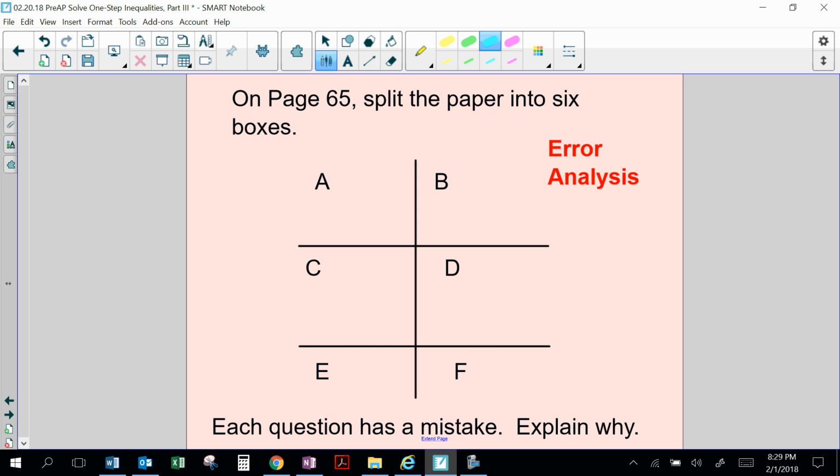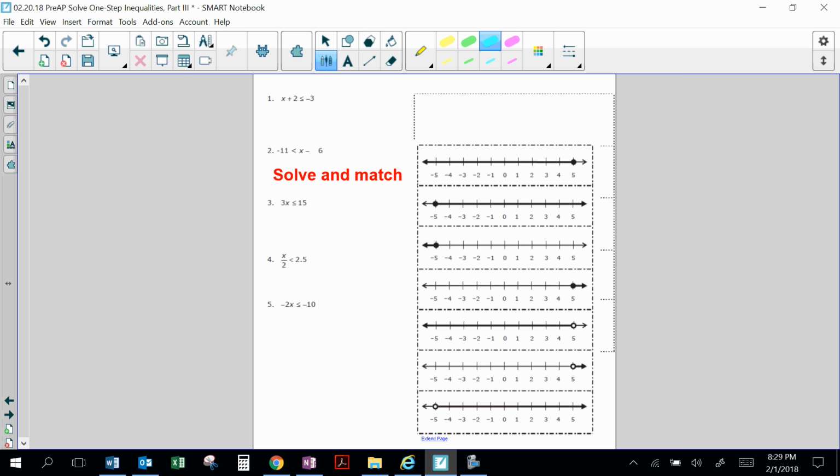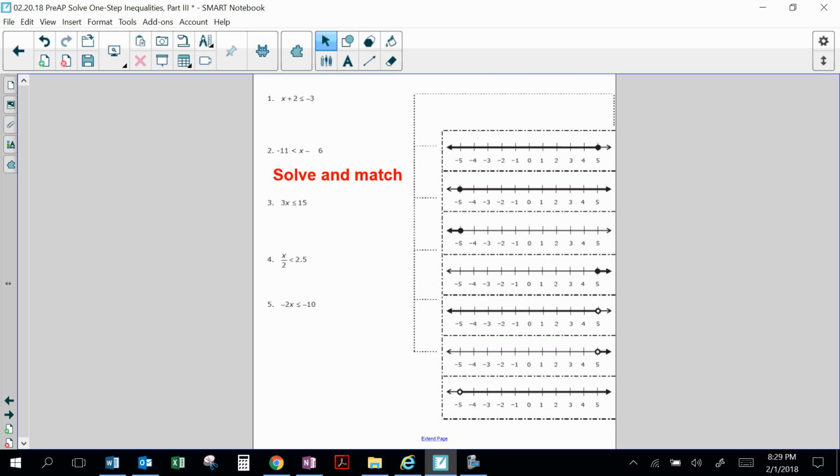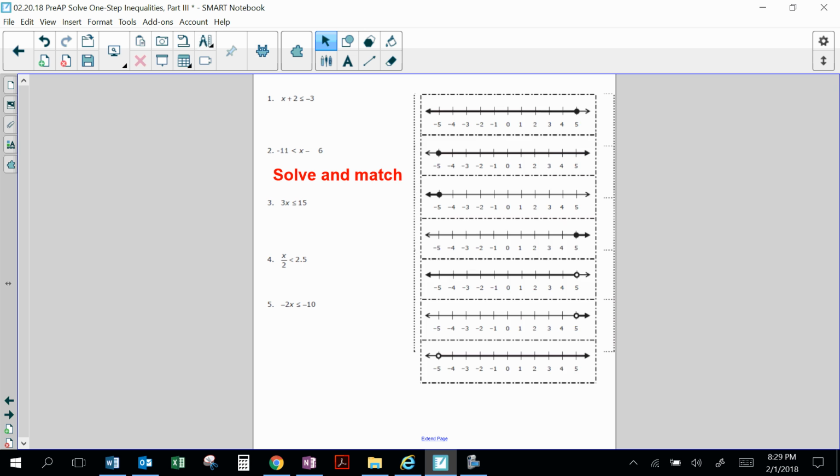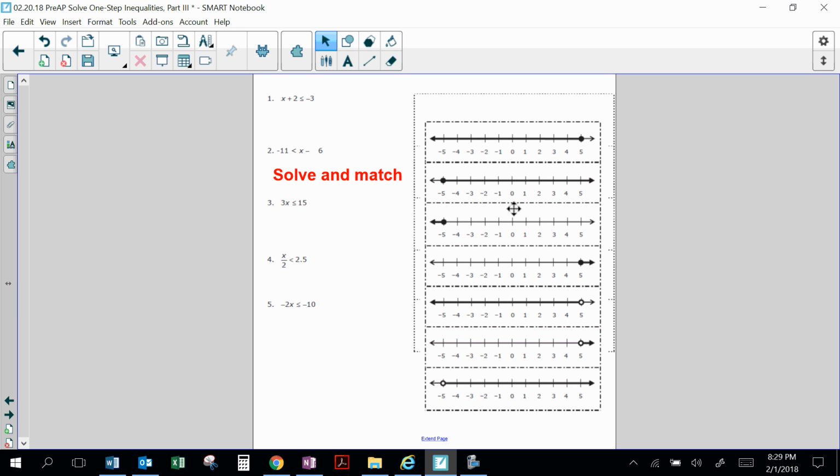The next thing you're going to do is you're going to be walking around the classroom and finding 6 questions and telling me why they are wrong and explaining it. And last but not least, you're going to be given 5 questions. You are going to solve each one and match it with one of these inequalities.